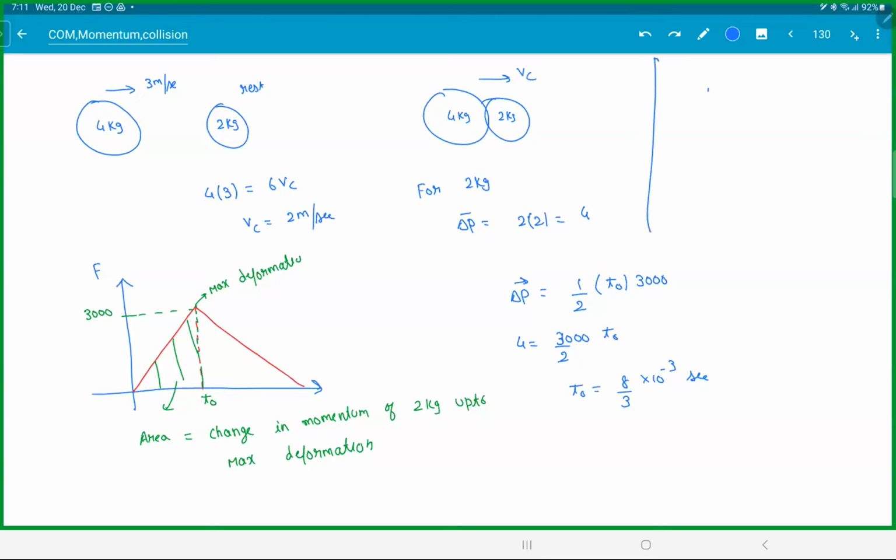And in this, max deformation energy is easy. Just use half mu v relative square. V relative is the initial velocity, so half into 4 into 2 by 4 plus 2, v relative is 3, square. I'll leave the working to you. Check out the time, it is a good one. If it's a paragraph question, I'll ask you these two only: find the restitution and find the time. Or even better, find the ratio of the time the body is compressing and the time the body is expanding to natural state.